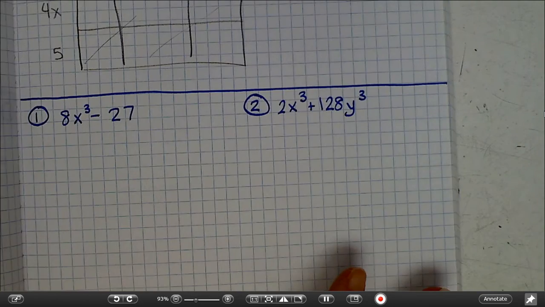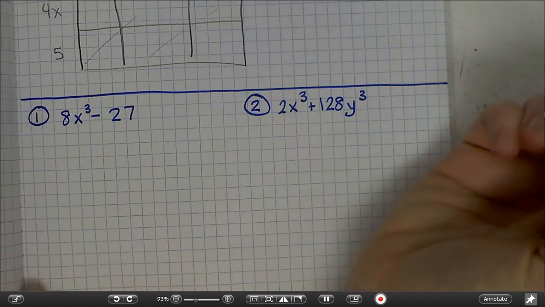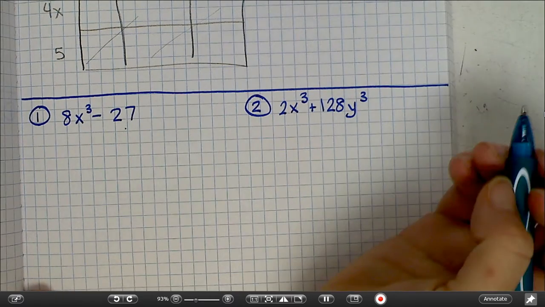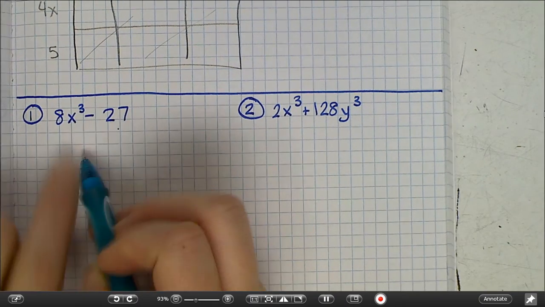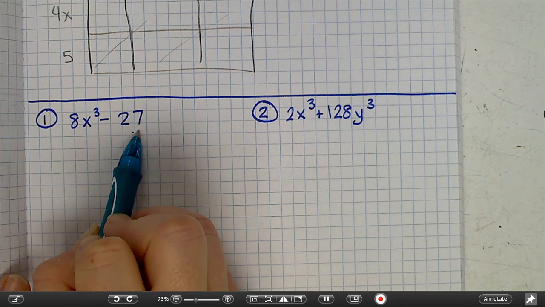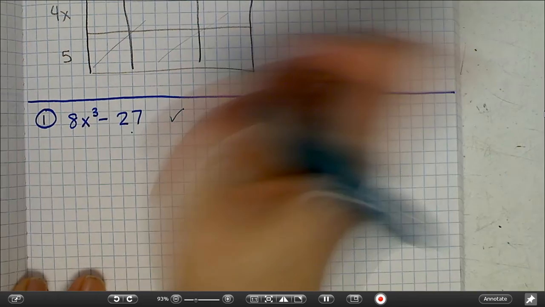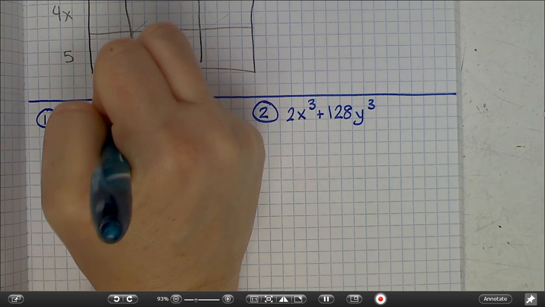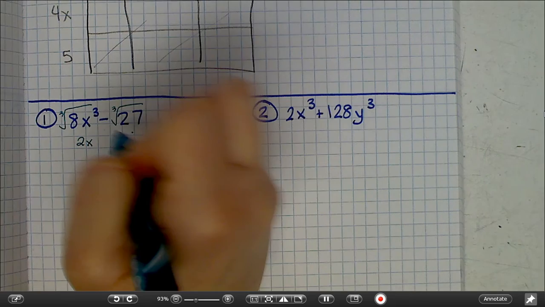Two examples. Now, if you feel great and you want to try it on your own, go ahead. If you feel like you need to watch again, I'm going to go through the process again. Question 1. Is there a GCF? No. Is it a binomial? Yes. Is this a perfect square? No. Is it a perfect cube? Yes. Is this a perfect cube? Yes. So it's a difference because we have a negative of two cubes. We need to take the cube root of each term. The cube root of the first term is 2x. The cube root of 27 is 3.